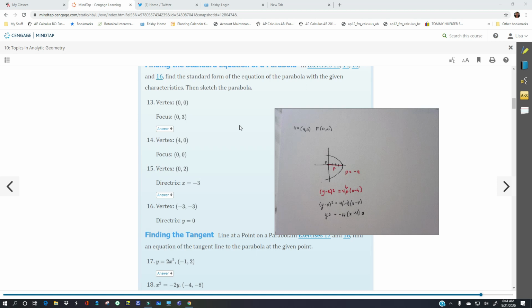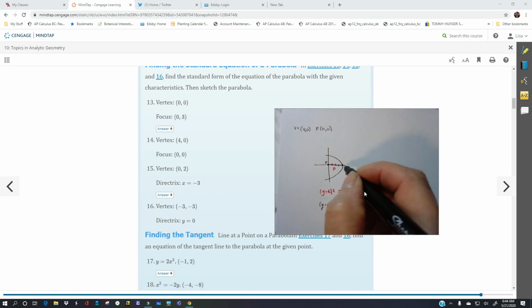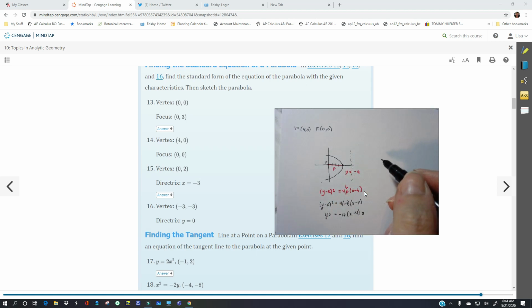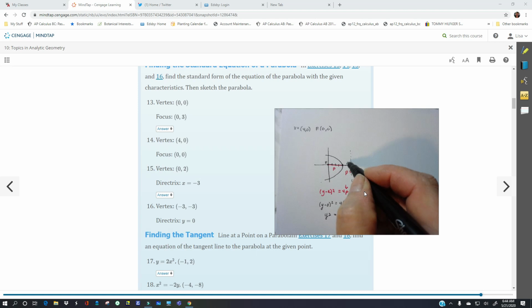I'm not going to put any problems in involving the directrix. Just a quick reminder that the directrix is a line perpendicular to the axis of symmetry, which is P units away from the vertex. I'm not going to give you any problems on the test that involve the directrix. It's not part of your curriculum, so you don't need to worry about it. But this is essentially what you have to do. This is it, okay?